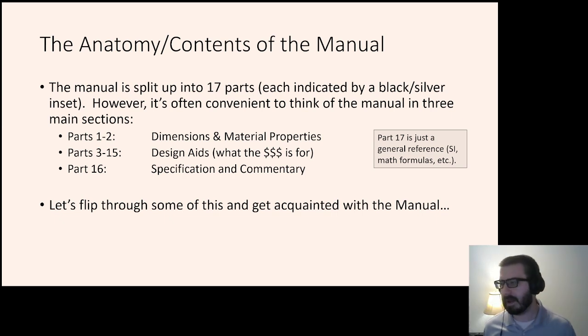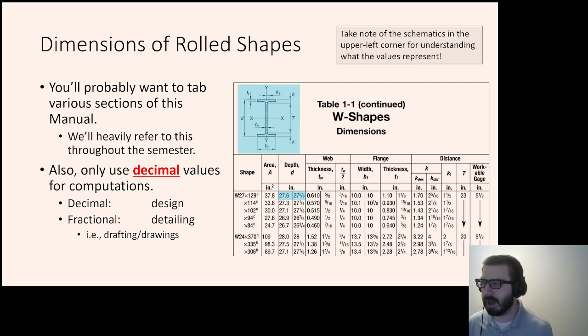Now, if you look at the numbers, I've got parts 1 through 2, parts 3 through 15, and part 16. I'm avoiding part 17. Part 17 is just a general reference. It's got SI equivalents of shapes, some geometric formulas, math formulas, and things like that. It's just an index reference. It's not really anything super specific to what we would need to do in steel design.